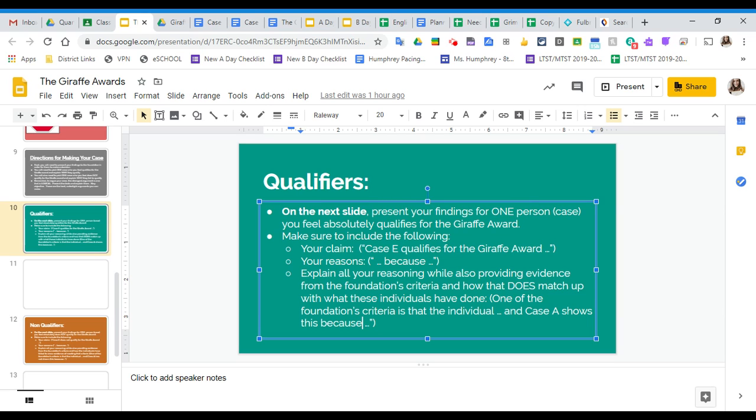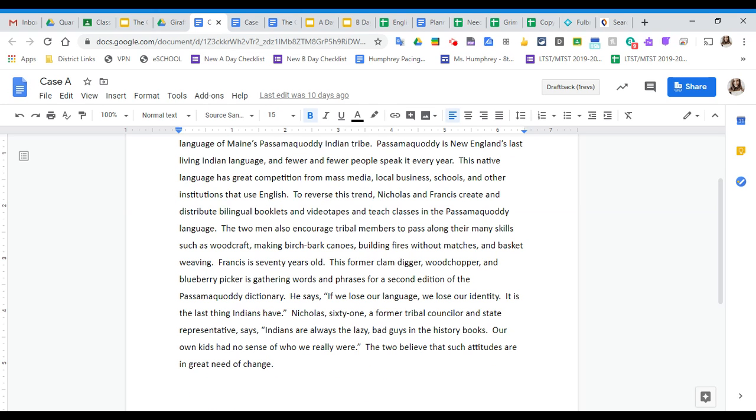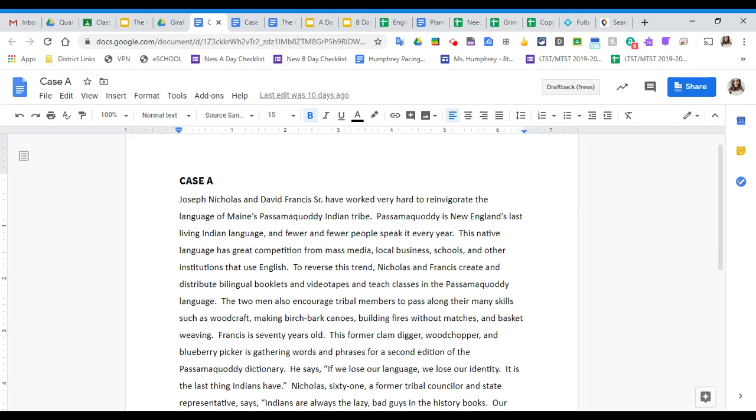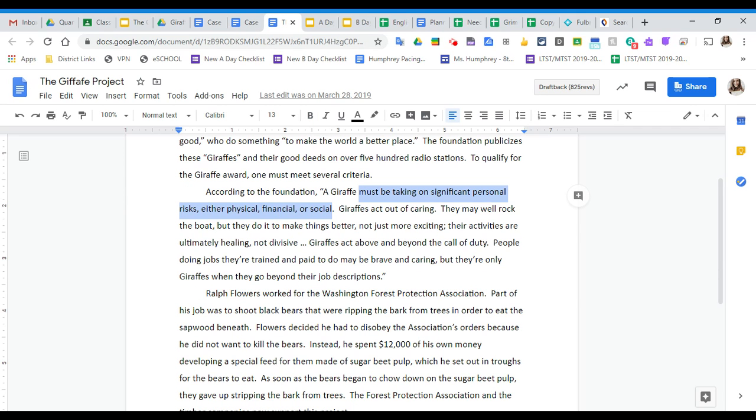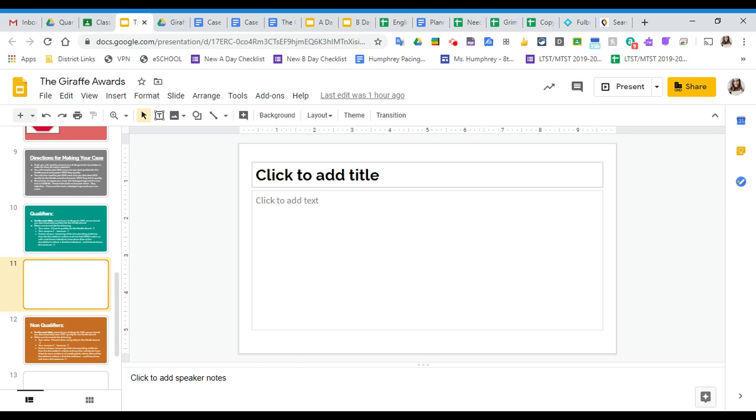So you're giving me evidence from the foundation itself, but then you're also giving me evidence from that particular case, to show this person did this thing and that shows this aspect, if that makes sense. Hopefully that makes sense. So that's what you'll do for the qualifiers, and you'll type that response in this slide.